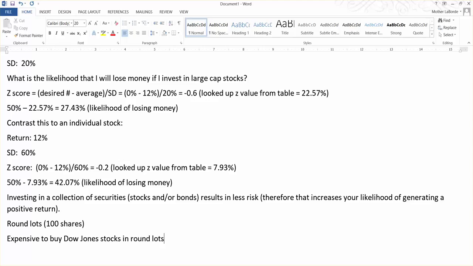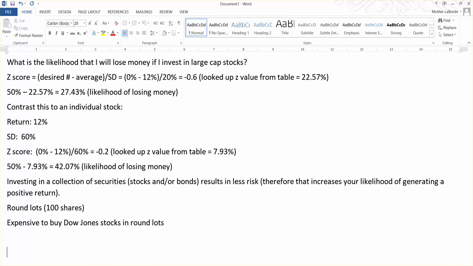So it's expensive to buy the Dow Jones stocks in round lots. So what can we do to combat this? Is there no hope for the individual investor who doesn't have a lot of money? The answer to that is there is hope. What we can do is buy shares in a mutual fund. So what is a mutual fund?